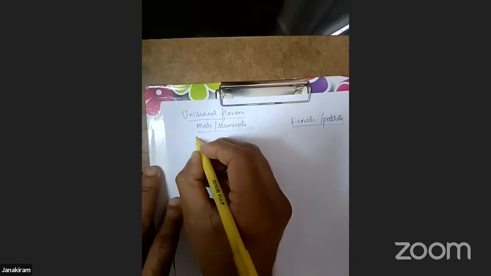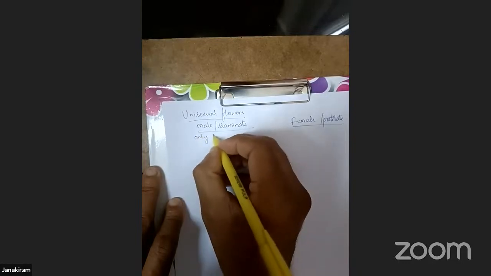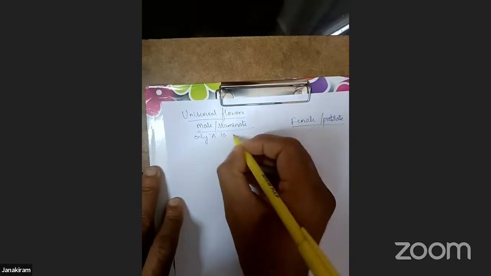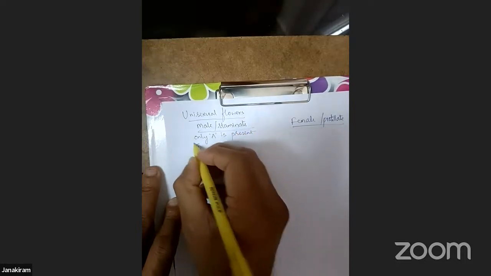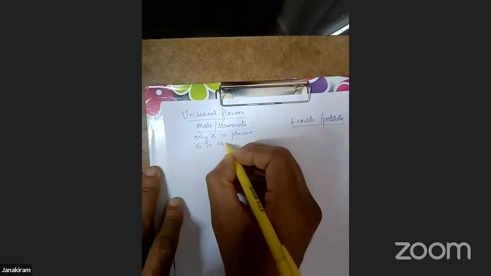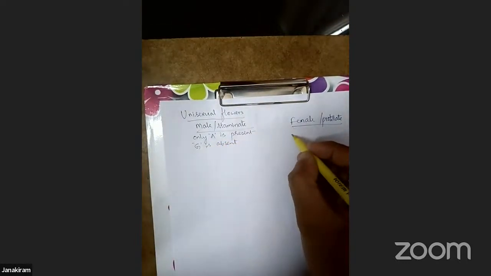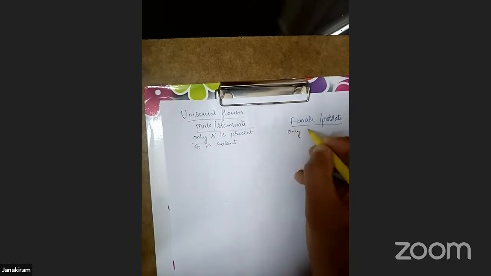So in staminate flowers, only androecium is present, but gynoecium is absent, irrespective of calyx and corolla. Okay, here in pistillate flowers, only gynoecium is present, but androecium is absent, irrespective of calyx and corolla. Okay, this type of combinations can be seen here.